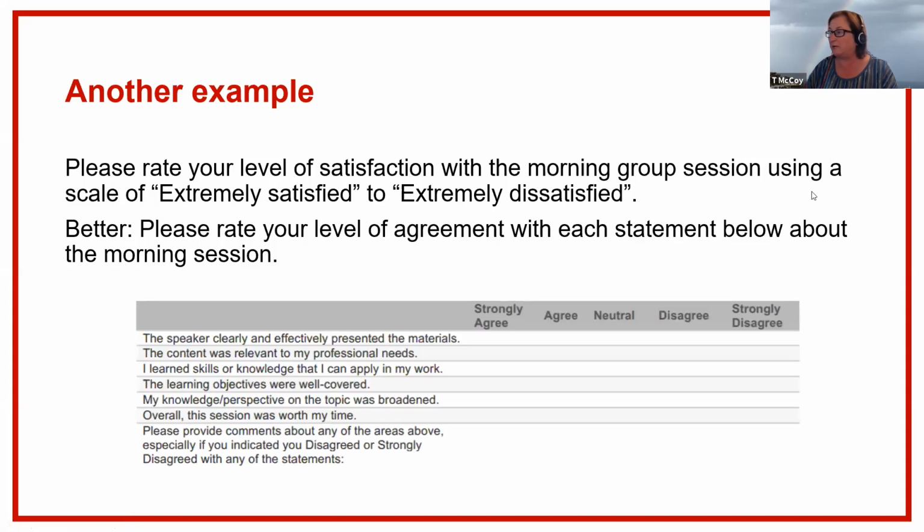And here we're really looking at specificity, right? So the reality is you could have been satisfied with materials, but dissatisfied with the content being relevant. Could have had great materials, but the content wasn't relevant. So here we're drilling down and we want to know exactly what it was that you were satisfied or dissatisfied about with the session.